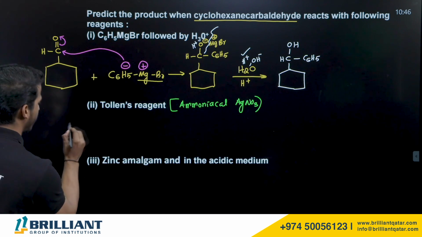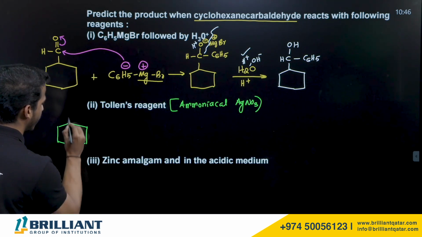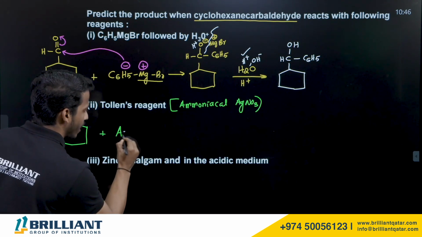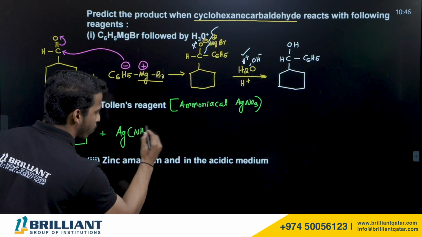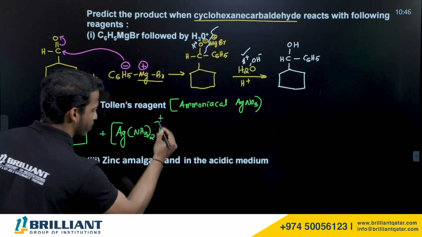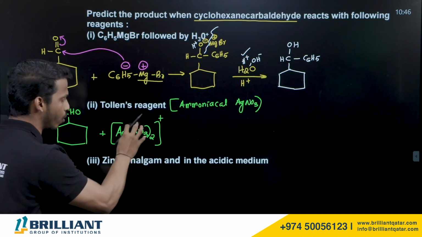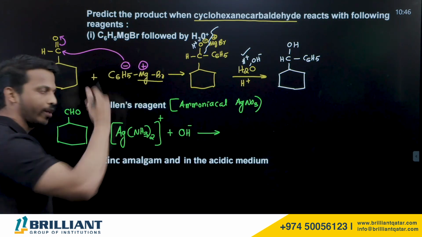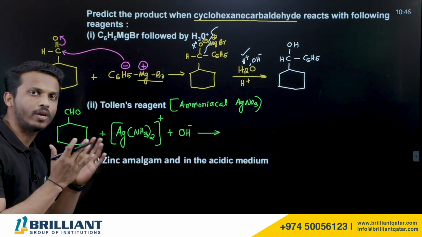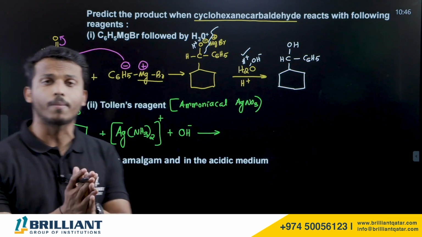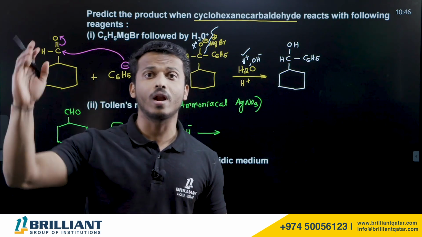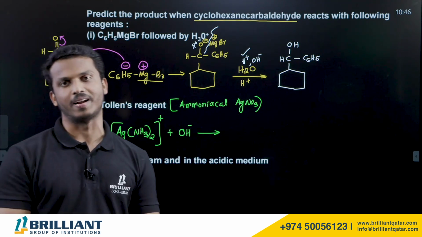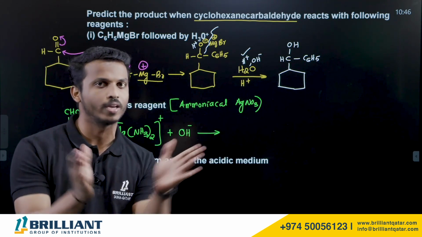Let me take our starting material as cyclohexane carbaldehyde, CHO. Tollens reagent is expressed by Ag(NH3)2 with the overall charge of the complex positive. This is our Tollens reagent, ammoniacal silver nitrate. The Tollens reaction happens in presence of a base, therefore OH minus. What is happening during a Tollens test? All of you please underline the statement: Tollens test is given only by aldehydes. Aliphatic and aromatic aldehydes can give the Tollens test. Ketone won't give the test, okay?